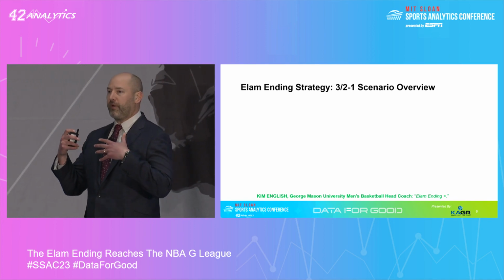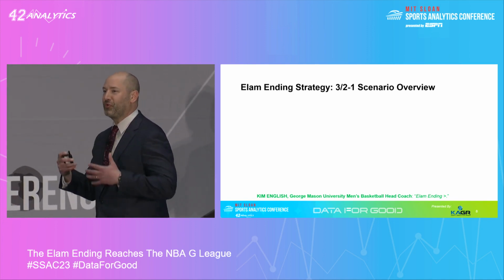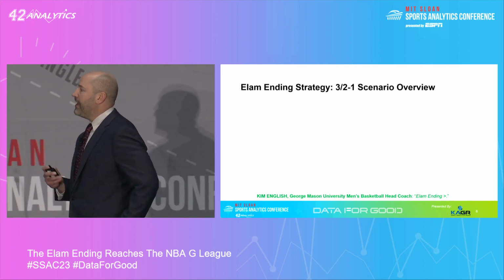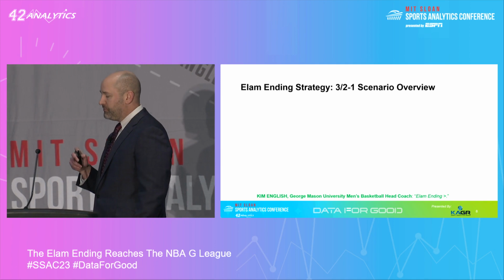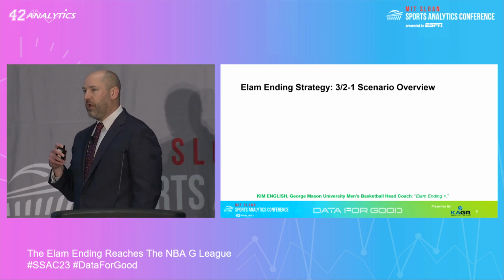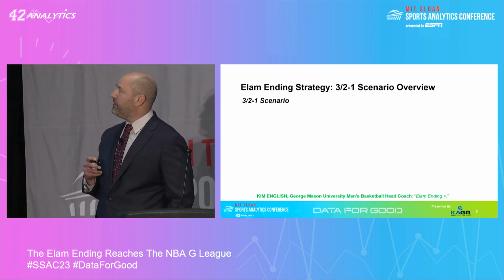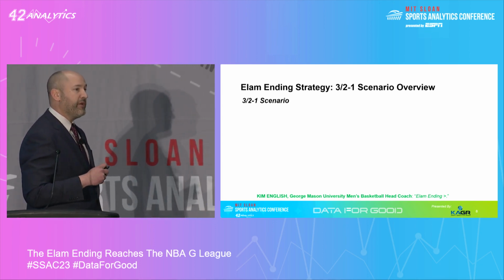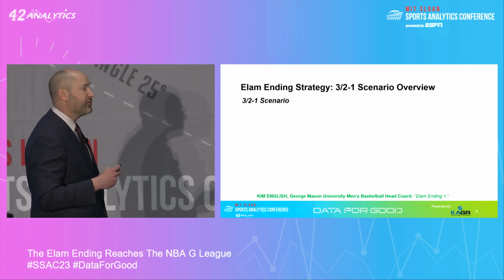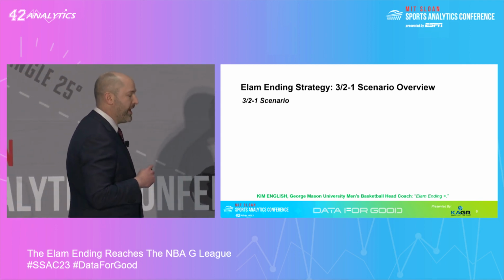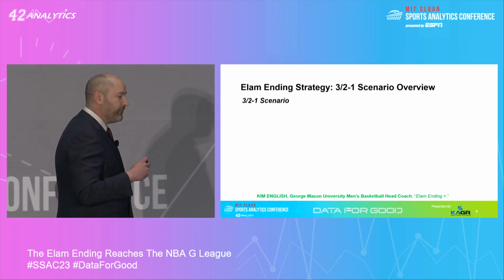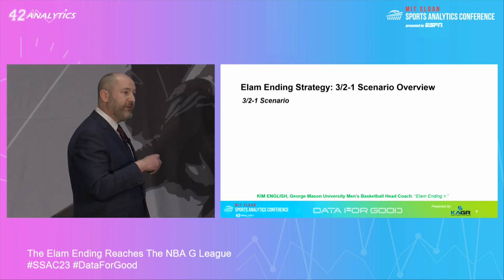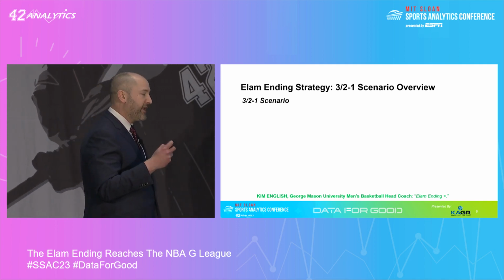And I often consider myself one of the toughest critics of this format, thinking of how to fine tune it to make it even better. So, looking at it on a micro level, at some specific scenarios, some classic strategy debates within an Elam Ending format. One of them is what I call the 3-2-1 scenario. This is where the offense is exactly 3 points from the target score and the defense is 1 or 2 points away. And the question is, from an offensive standpoint, do you hunt a three to try to win the game right there? And from a defensive standpoint, do you foul to prevent that game-winning three-pointer?